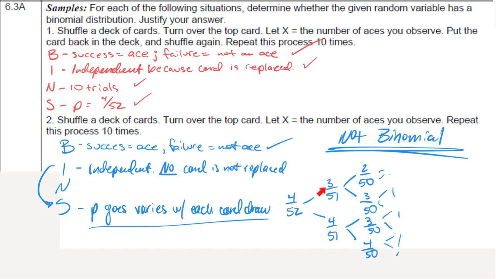If it's an ace, then the next card has a 3 out of 51 chance of being an ace. If that first card's not an ace, then the next card has a chance of 4 out of 51. And so on and so forth. And this probability tree will branch out and get ridiculous. So it is not binomial. Remember, P has to be the same for each trial.